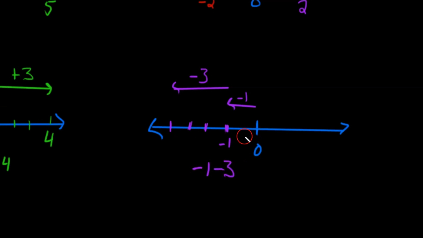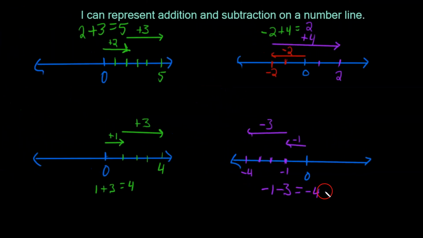And where do we end up? We end up at 1, 2, 3, 4 away from 0. It's to the left of 0 though, so it is negative. So negative 1 minus 3 equals negative 4 is represented by these arrows right here. That is it on our video. I hope by now you can say, "I can represent addition and subtraction on a number line."